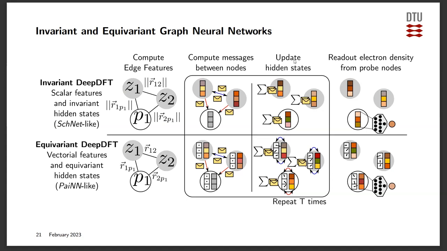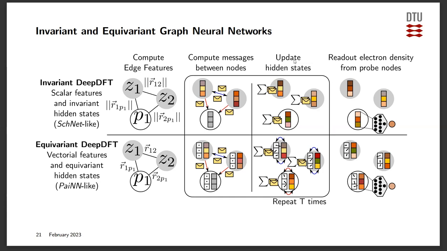And we tested two different variants of the model. One was based on invariant message passing features, so we only have the distance on the edge, and in the other, equivariant model, we also have directional information on the edges and in the node states. Except for that, the procedure is the same: you calculate these messages in some iterations, and then at the end you map the state of each probe to a scalar value that is the electron density at that point in space.